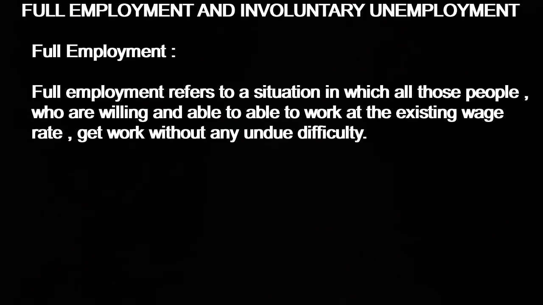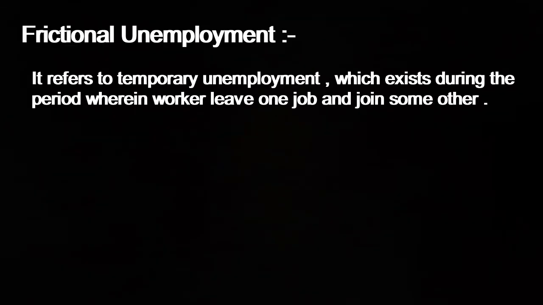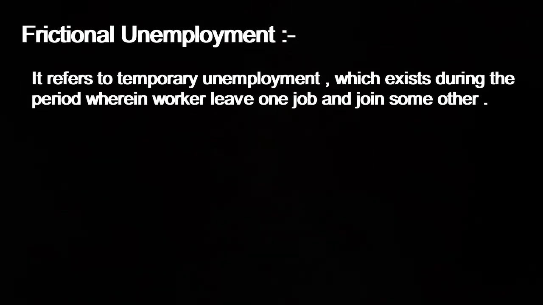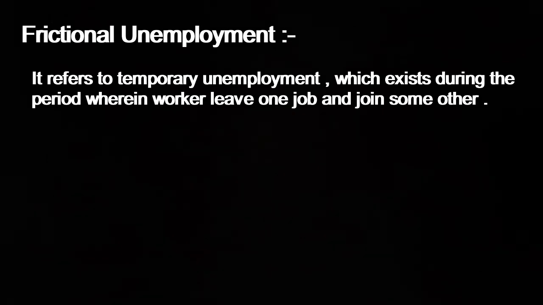Under full employment, there can be two types of unemployment. First is frictional unemployment. Frictional unemployment refers to the temporary unemployment which exists during the period wherein workers leave one job and join some other. It arises due to labor market imperfections such as lack of market information about availability of jobs and lack of perfect mobility on the part of workers. It may happen because of introduction of new machines, rationalization in production process, or breakdown of plant, because of which some people get unemployed for a particular period.